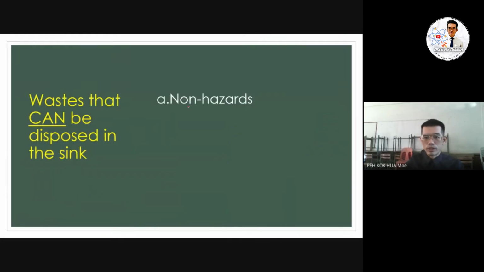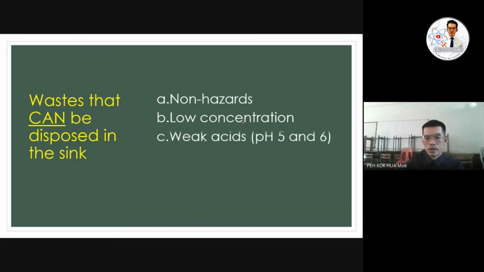So here is non-hazard chemicals. Non-hazard refers to non-dangerous chemicals. And low concentration, so that means this is a dilute chemical. Weak acid with the pH value of 5 and 6, and weak alkaline with the pH value of 8.